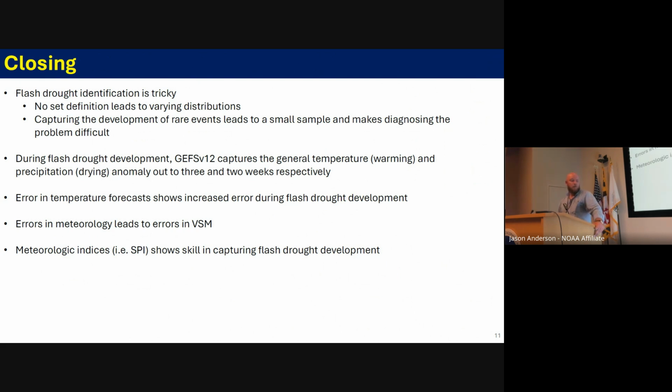And the air and temperature forecast shows increased error during the development period, whereas in the precip, we saw the errors kind of all grow, but they all remain the same, but with the temperature, they kind of separate into these 3 different regimes. And using other meteorological indices like SPI will help identify or capture the flash drought development. And that's something we can do with GESS V12 presently. So with that, I'll take any questions.